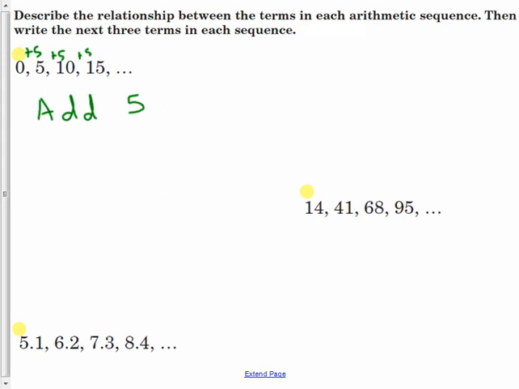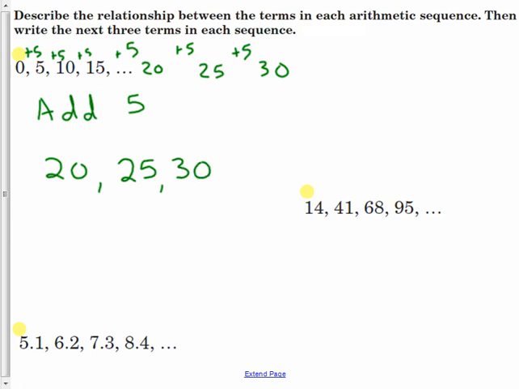Now, I'm going to use that to say the next three numbers. Well, 15 plus 5 is 20. And 20 plus 5 is 25. And 25 plus 5 is 30. So my next three numbers are 20, 25, and 30. Right? So my description is add 5, and my next three numbers are 20, 25, and 30.